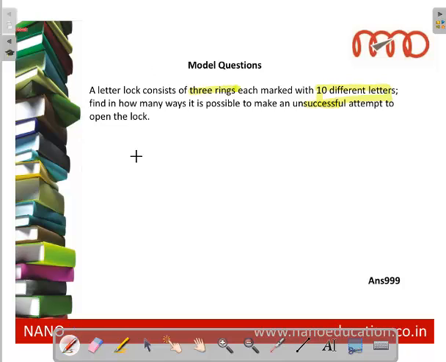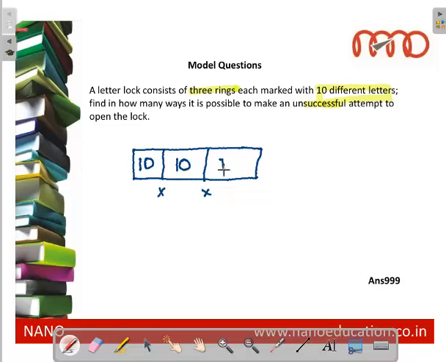Let's say this is our letter lock. This has 3 rings in it. First ring we can operate in 10 ways. And there is always a multiplication sign. Second ring can also be operated simultaneously in 10 ways. And third ring we can again operate in 10 ways. So effectively we can operate the lock in 10 cube ways.